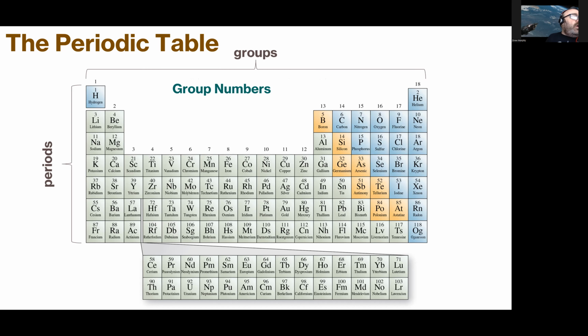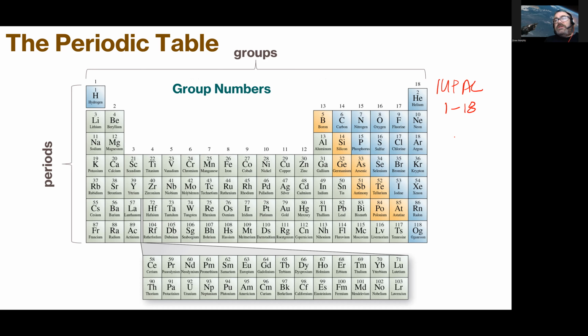The groups are also numbered. Unfortunately, there are two schools of thought on this. The one that we're looking at here uses the IUPAC suggested guidelines of numbering the columns, the groups, across 1 through 18. It makes perfect logical sense, but I think it loses a little bit of information in doing it that way.